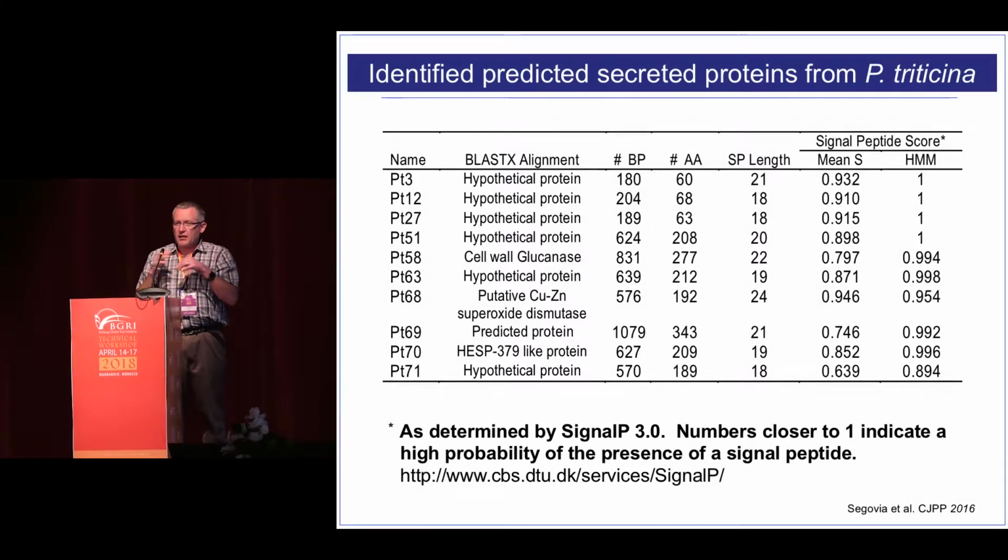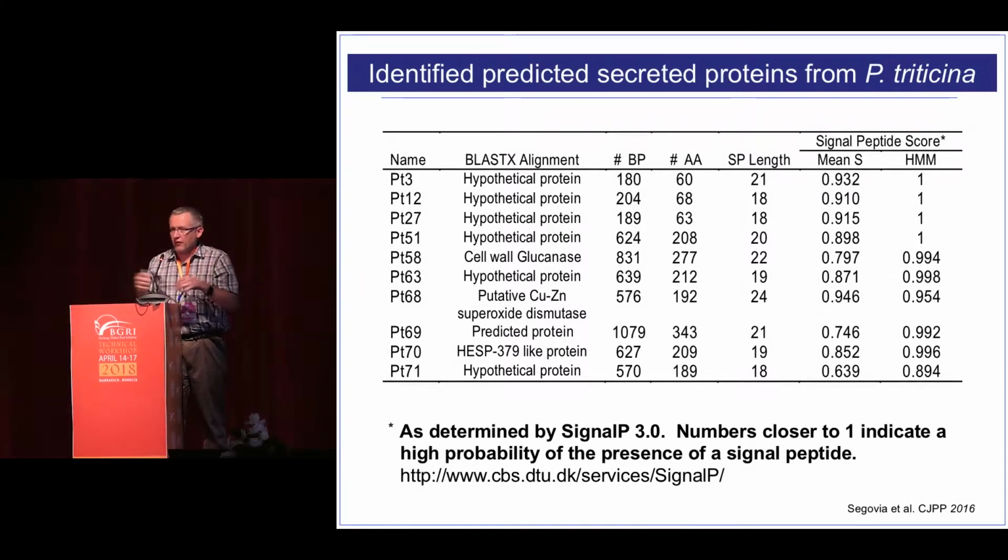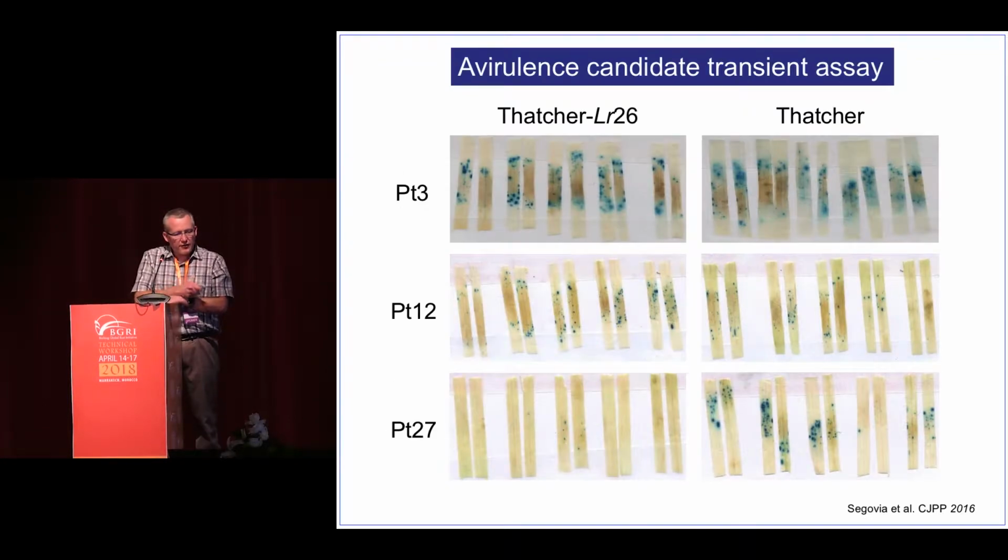that matched a given profile. They were small, they had secreted peptide signals, and so the first two, PT2 or PT3, PT12, and PT27, were our first candidates. And so we used a transient assay system where on the left column we see Thatcher 26, which is the isoline. On the other side we see Thatcher.